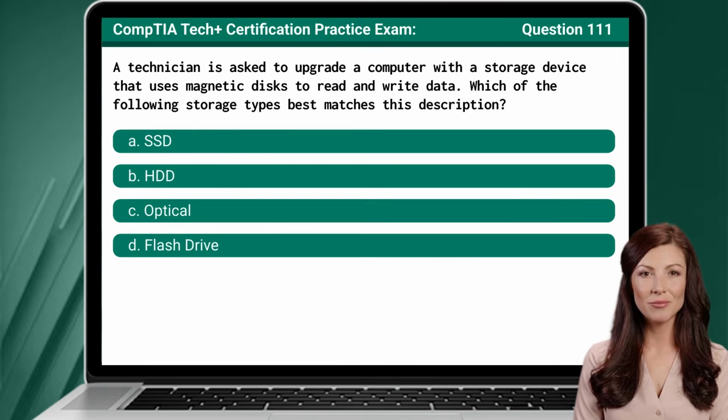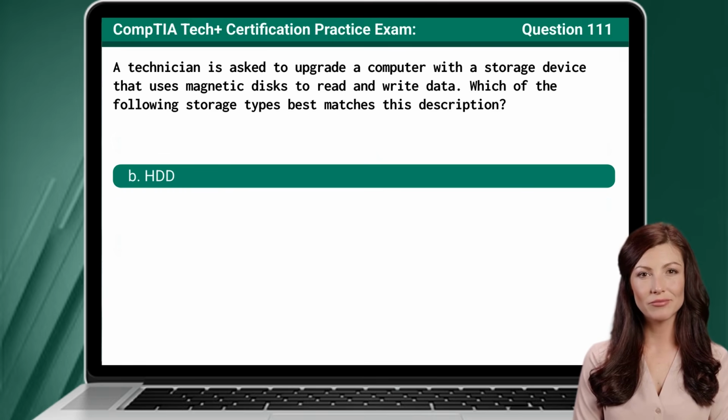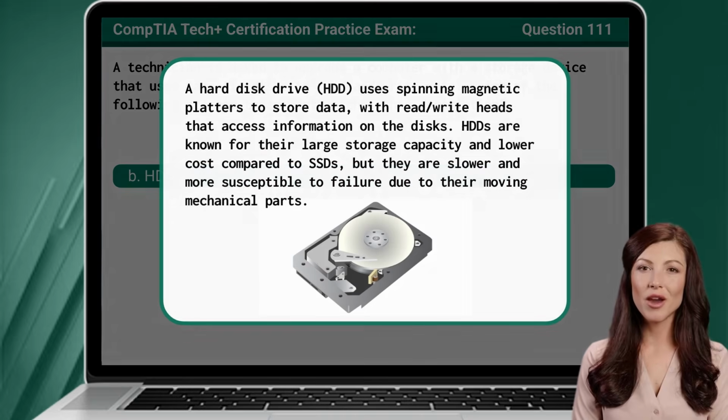The answer is B. HDD. A hard disk drive, or HDD, uses spinning magnetic platters to store data, with read/write heads that access information on the disks. HDDs are known for their large storage capacity and lower cost compared to SSDs, but they are slower and more susceptible to failure due to their moving mechanical parts.